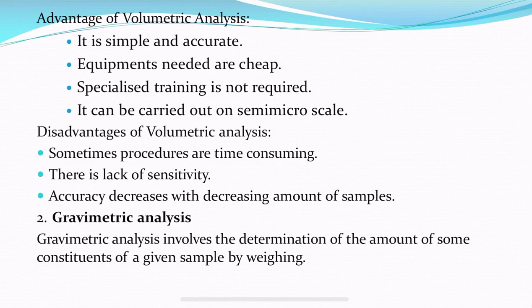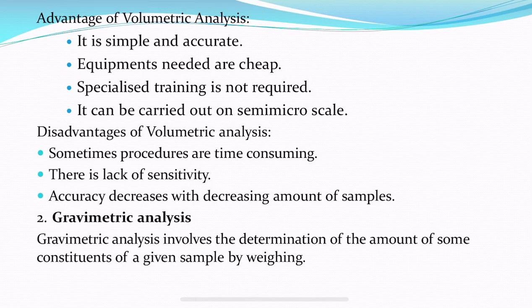And next let us move on to gravimetric analysis. What is meant by gravimetric analysis? This analysis involves the determination of the amount of some constituents of a given sample by weighing. Gravimetry, gravity. Gravimetry means we are going to weigh how much of a compound is present. That is why it is named gravimetric analysis. Here we determine the amount of some constituents present in the given sample by weighing.